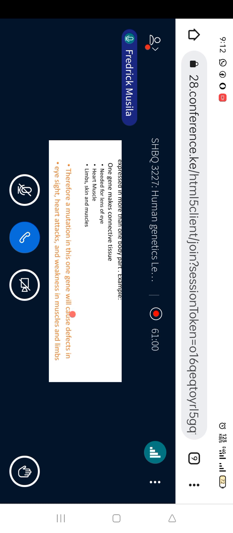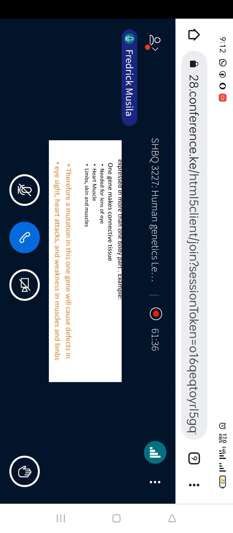So pleiotropy occurs when one gene controls more than one pathway or is expressed in more than one part of the body. And I think I've given you an example. For example, one gene makes connective tissue needed for the lens of the eye. It can also affect the heart muscles, limbs, etc. Therefore, mutation of this one gene will cause effects in eyesight. It will bring some heart attacks, and also weakening of the muscles and limbs. And you see, that's the worst thing about pleiotropy. Remember, it's one gene controlling very many traits.